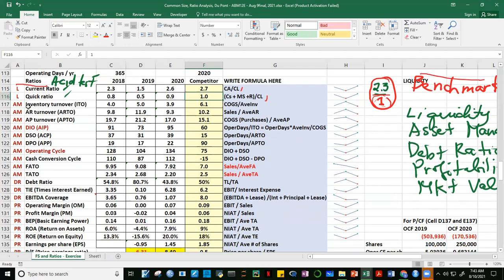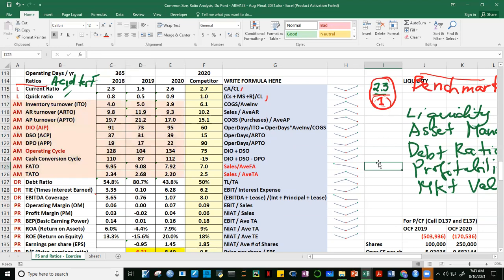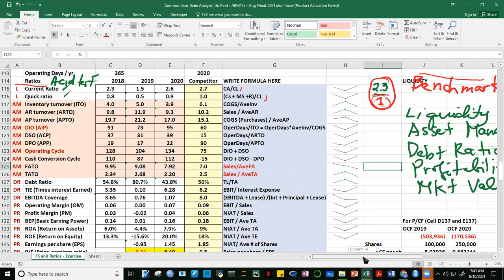Then we started looking at the asset management ratios. They are important because they tell us how capable and efficient the firm is in managing its assets, particularly its current assets and its fixed assets. So we looked at inventory turnover, and we said that this counts the number of times a company is able to purchase raw materials, convert to finished product, and then sell. Particularly, that's the scenario for a manufacturing company.